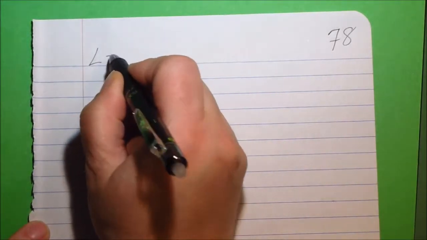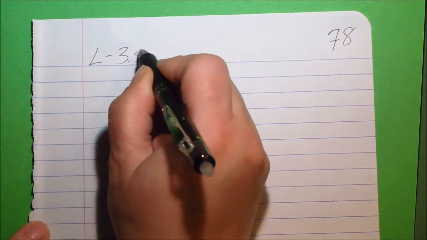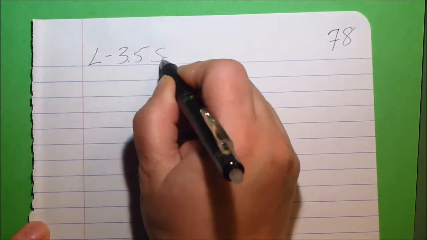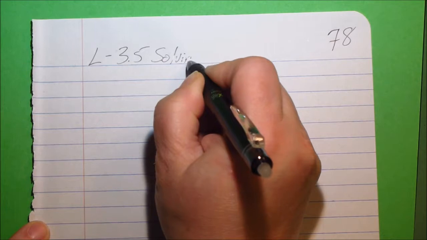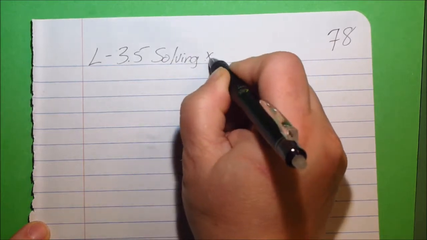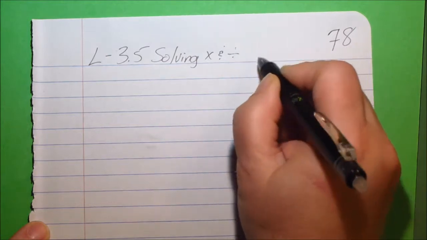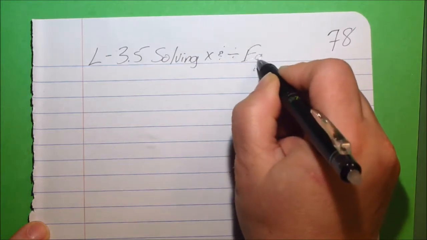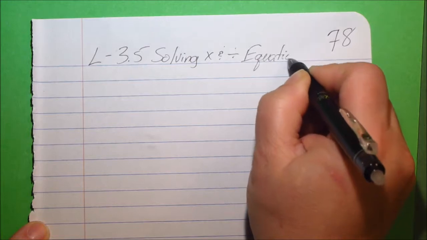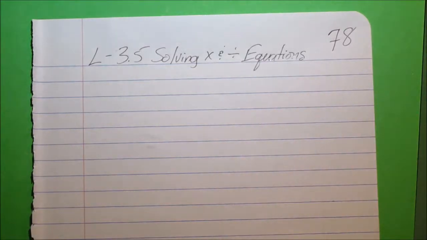This is lesson 3.5 out of the Introductory to Algebra book, in Mrs. Walker's classes, page 78. Lesson 3.5 is titled, I'm going to do some abbreviating, Solving, Multiplying, and Dividing Equations. So this lesson is actually pretty easy because it's a continuation.